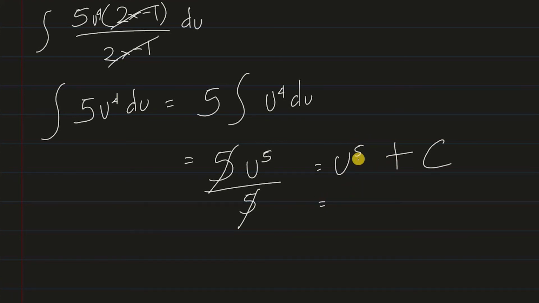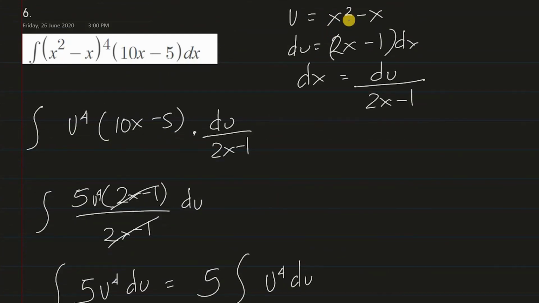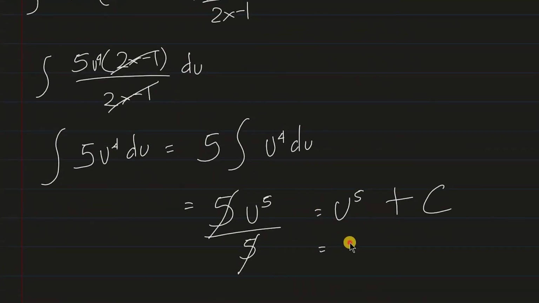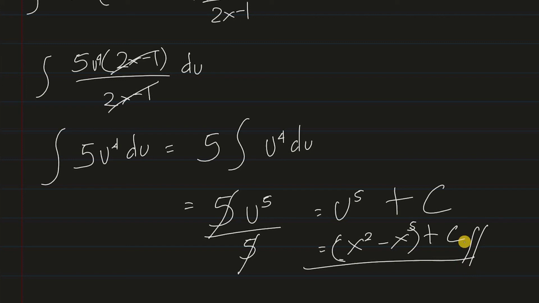Alright, substitute na lang natin. Ano ba yung value ng u ulit? Yung u natin is x squared minus x. So, this would be x squared minus x, raised to 5, plus C. Ito, guys, ang ating final answer.